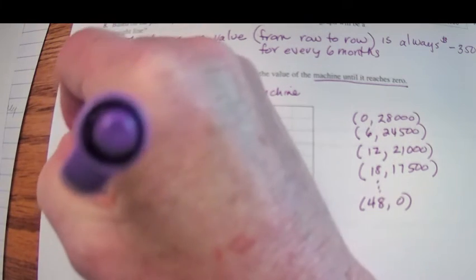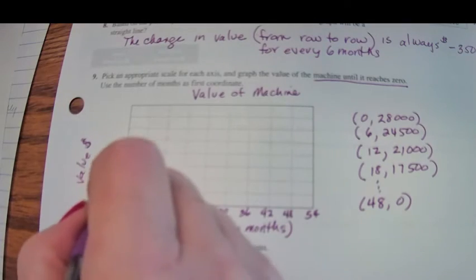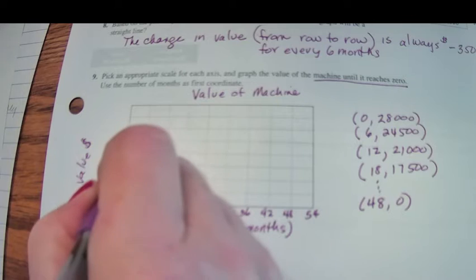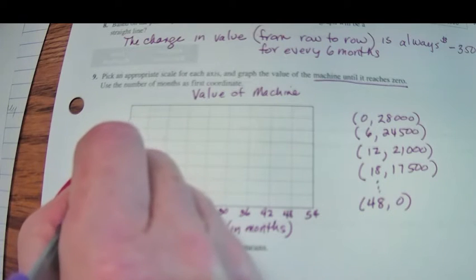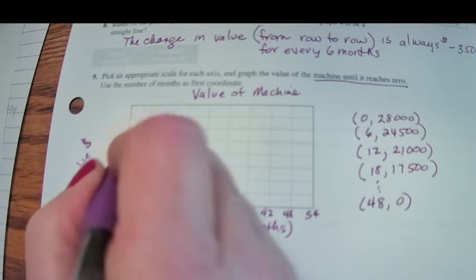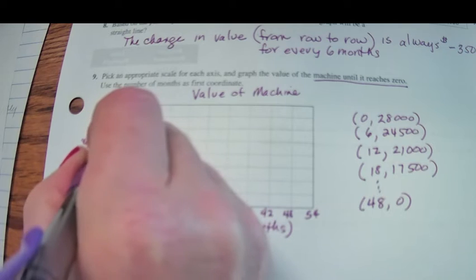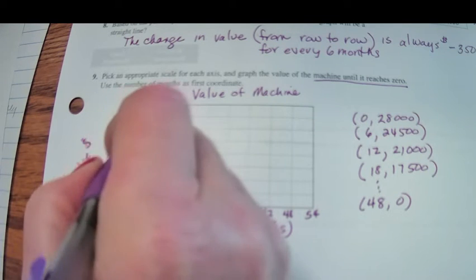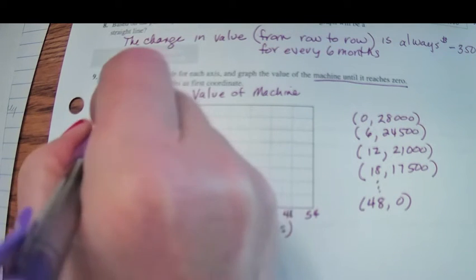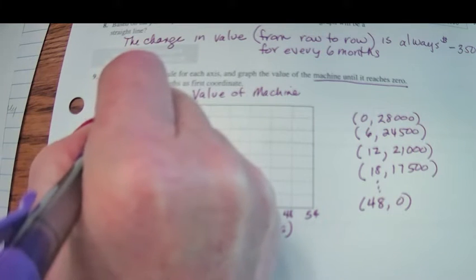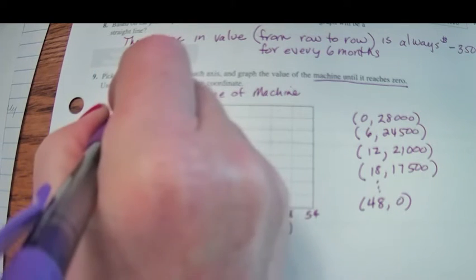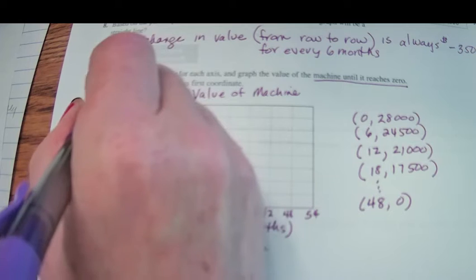So this is going to be our value in dollars. So that's 4,000, 8,000, 12,000, 16,000, 20,000, 24,000, 28,000, 32,000.